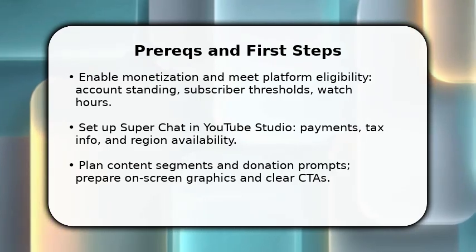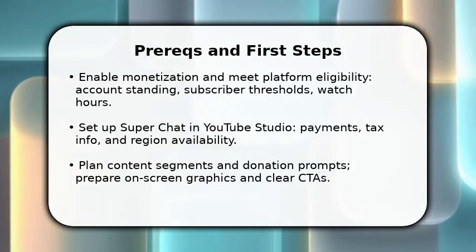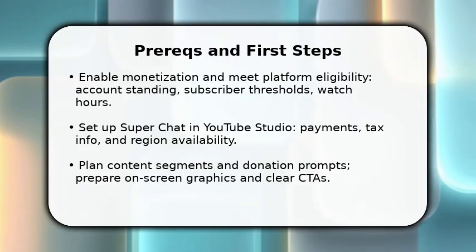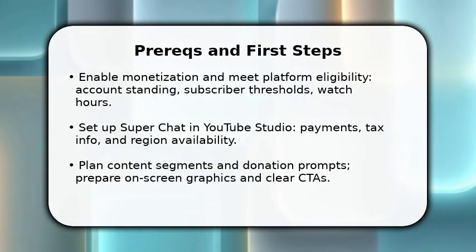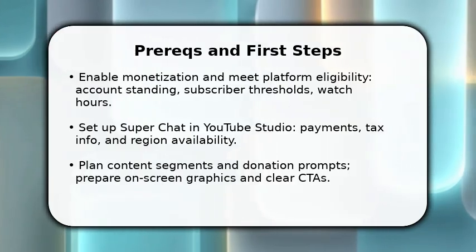Enjoy the video. You start by confirming eligibility and turning on monetization. Do this now so nothing blocks receipts. Once done, enter YouTube Studio and activate Super Chat, completing payments and tax fields.